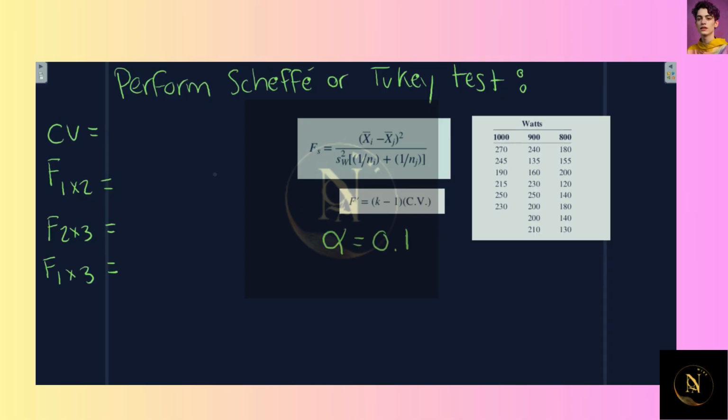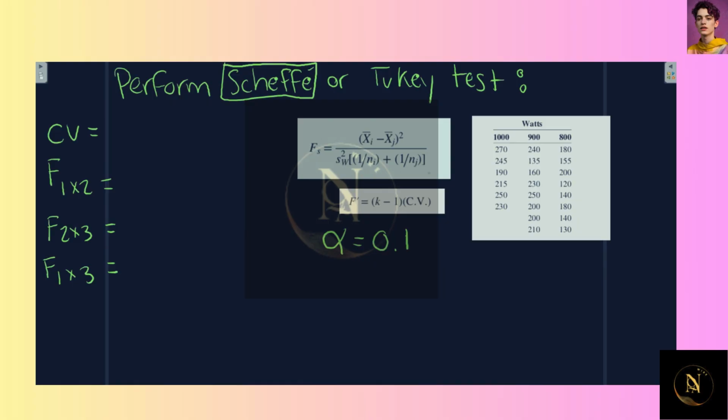In this video, we are asked to perform either a Scheffé or a Tukey test, and those are post hoc tests for a one-way ANOVA. So this is the example we're given, and these are the costs of an oven per watts of the oven. Because the sample sizes are uneven, we are going to perform a Scheffé test.